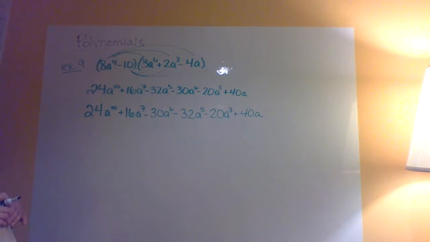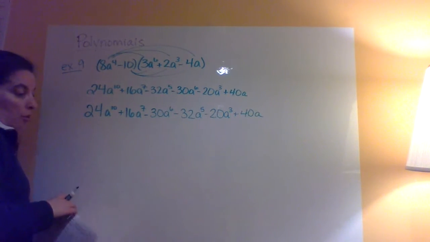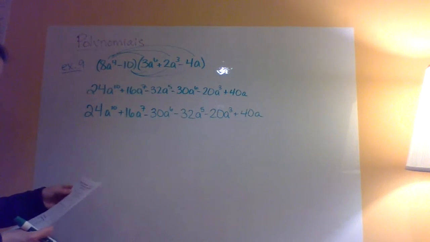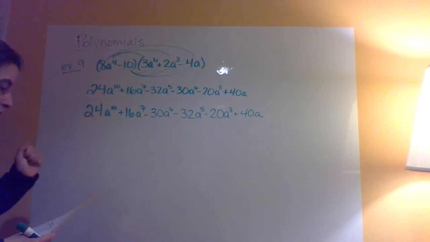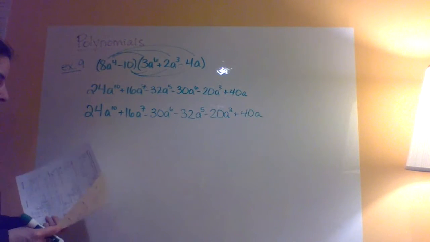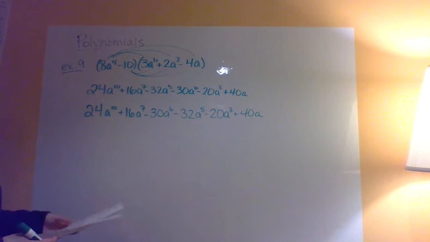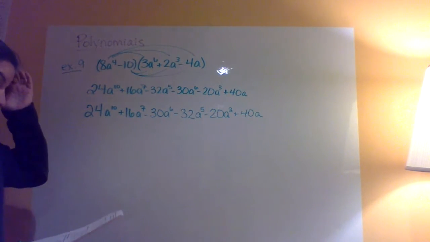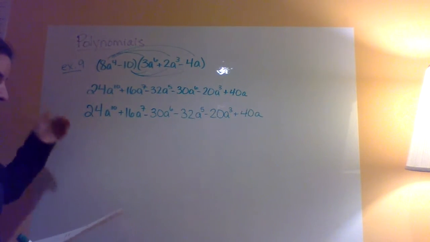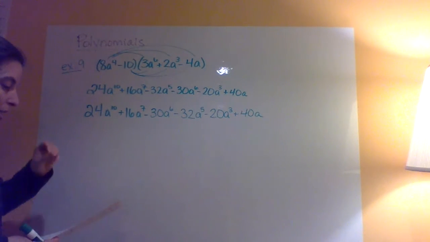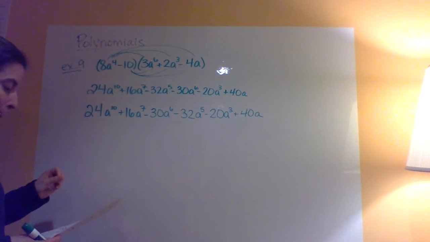Okay, so that's our multiplying. So we've gone through adding, subtracting, and multiplying. What we're going to do next is dividing. And there are two different types of division we're going to look at, okay? So the first one there says dividing a polynomial by a monomial.